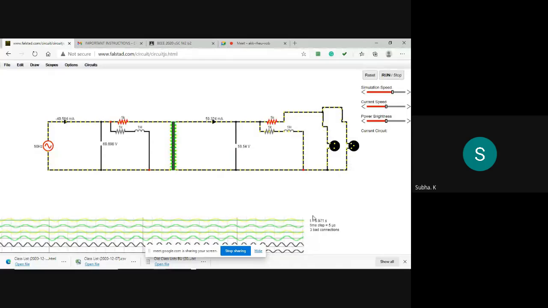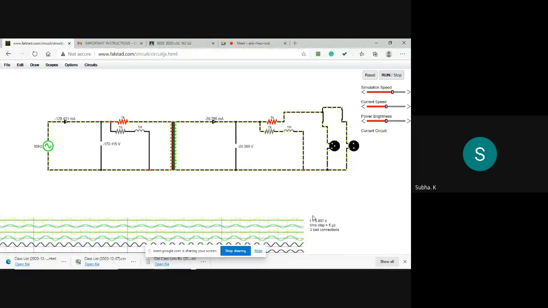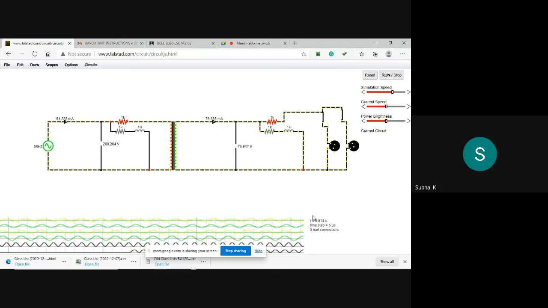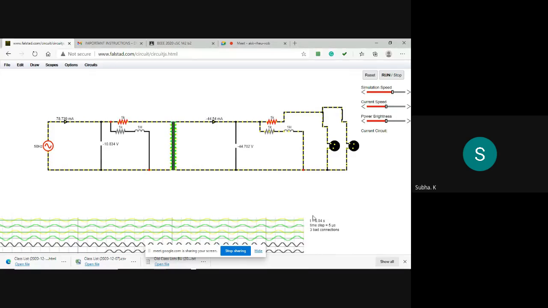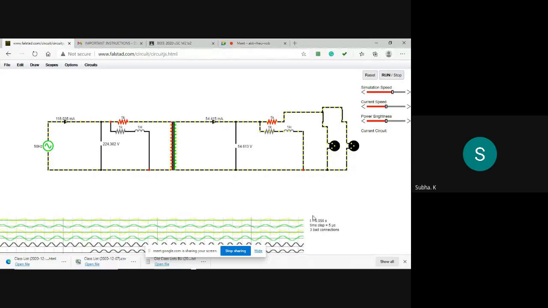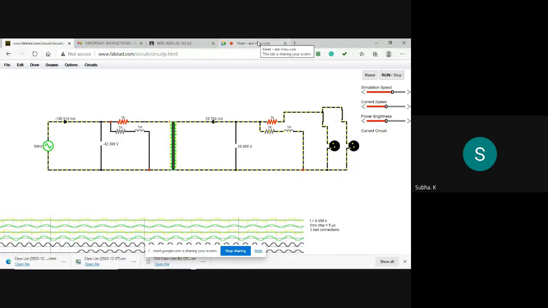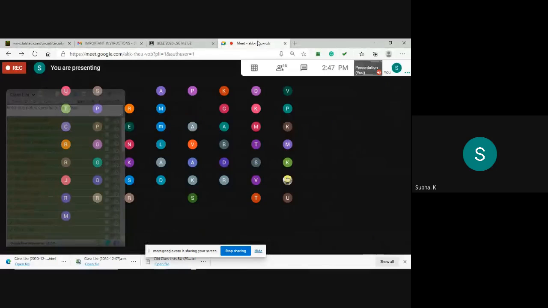But you understood how to proceed with the load test on a single phase transformer, na? Yes or no, ma'am? So this is how you have to give connections for a load test on a single phase transformer. People, are you able to hear me or not? Yes, ma'am. Yes, ma'am. Yes, ma'am.